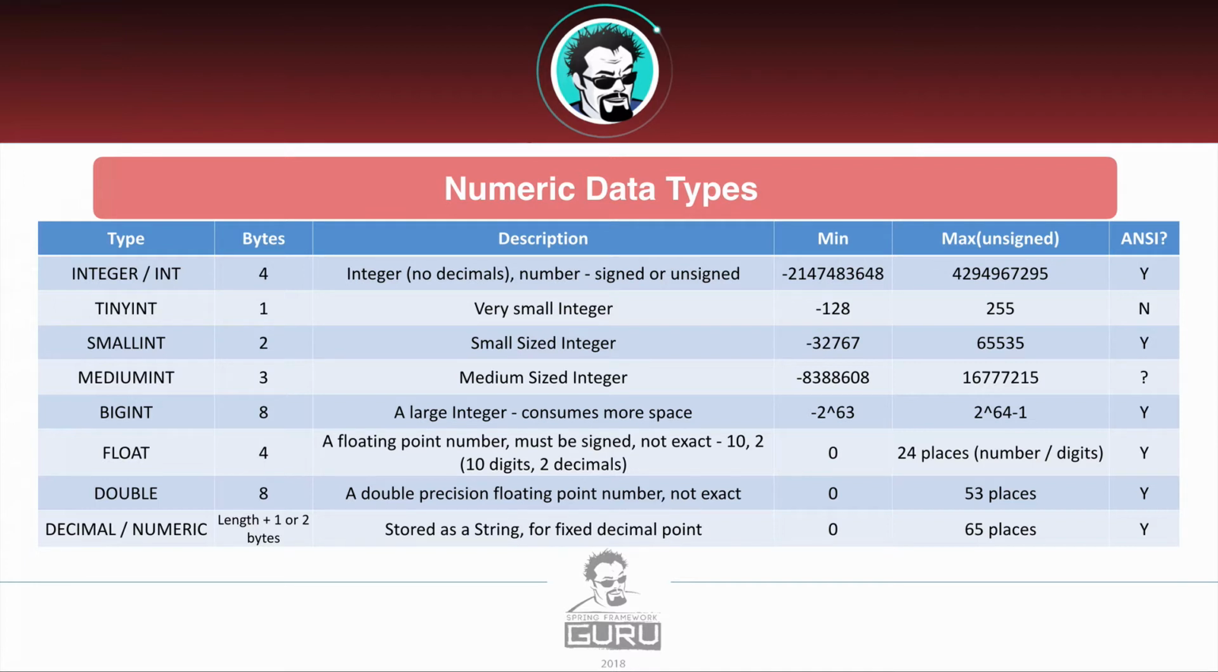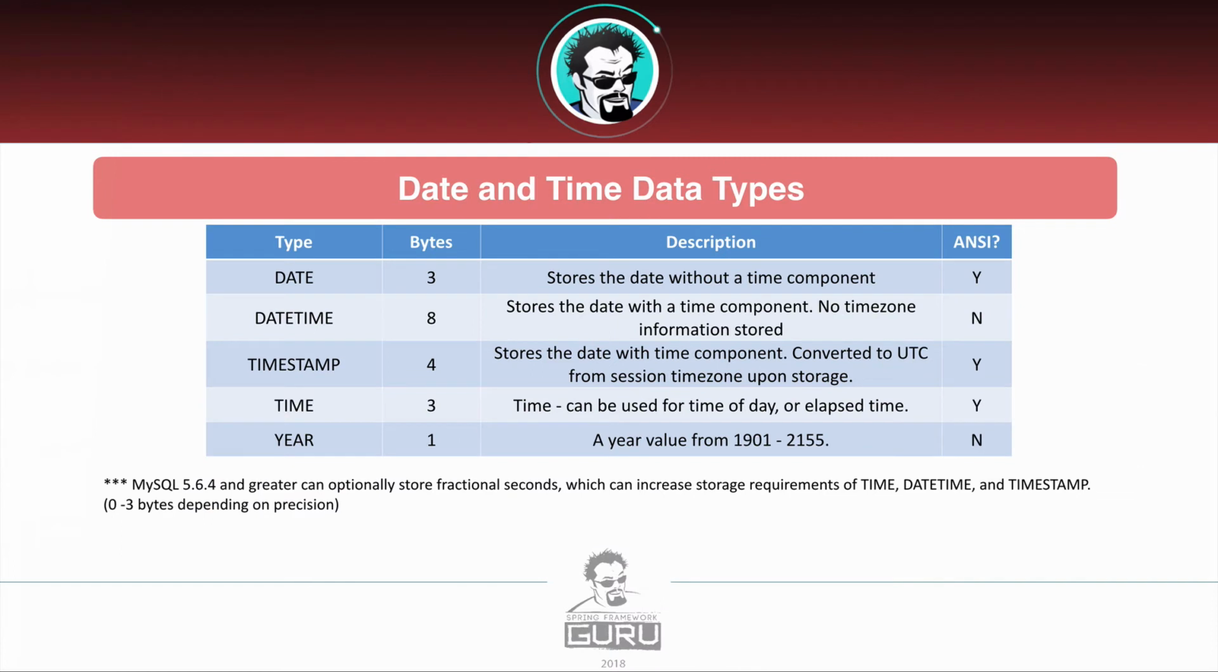And like I said, if you're dealing with financial calculations, definitely be using a decimal or numeric data type. Next up, we have date and time data types, or temporal data types, and these are pretty straightforward. So we have a date that is just a date value, no time component. This is an ANSI value.